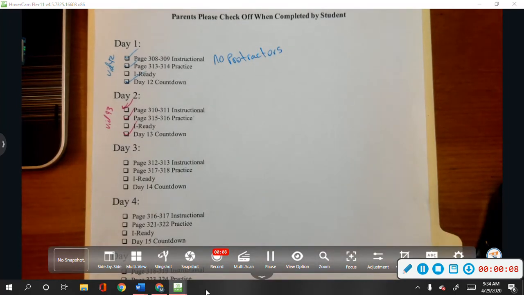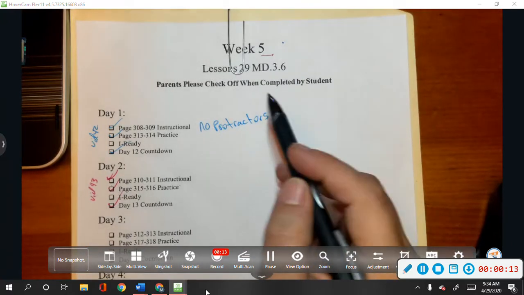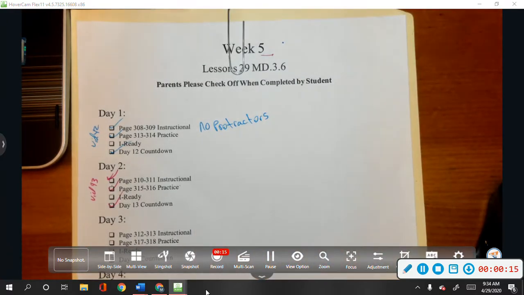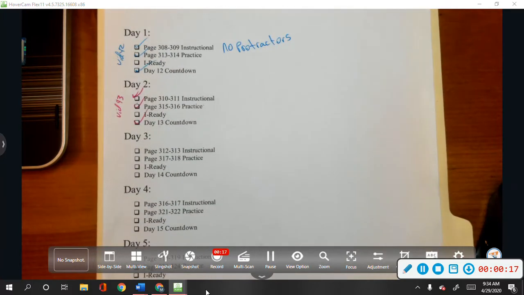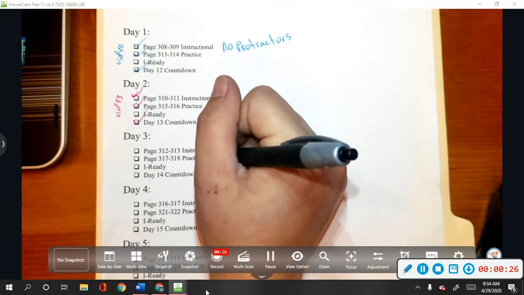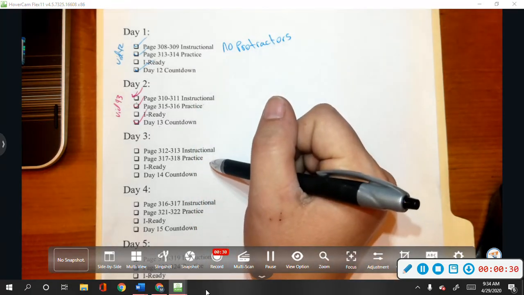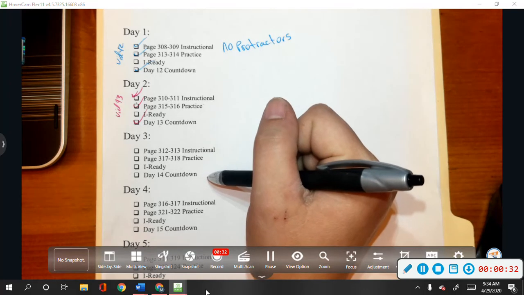We are working in day 3 of week 5. Since we still don't have protractors, we're still going to be going through these lessons using our benchmark angles, our 90-degree angles, and our 180-degree angles. So today we're going to go over our instructional book, page 312 through 313, our practice book, 317 through 318, and our day 14 countdown. Let's get right into it.